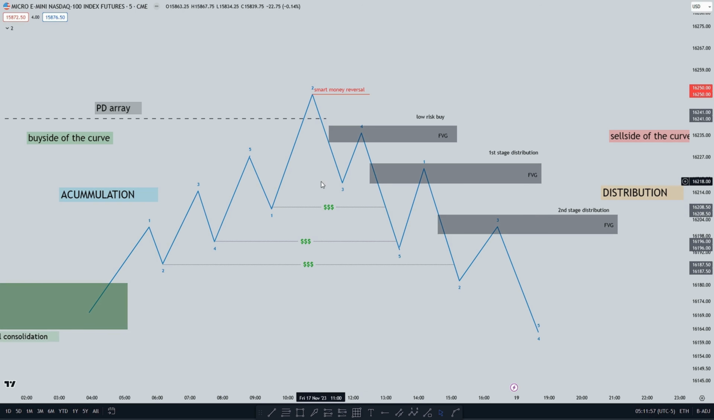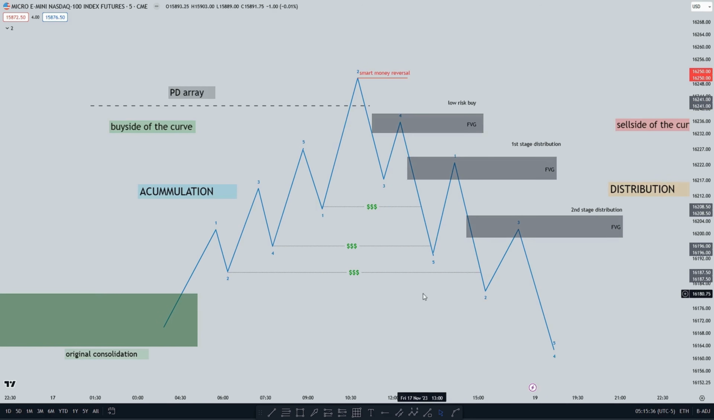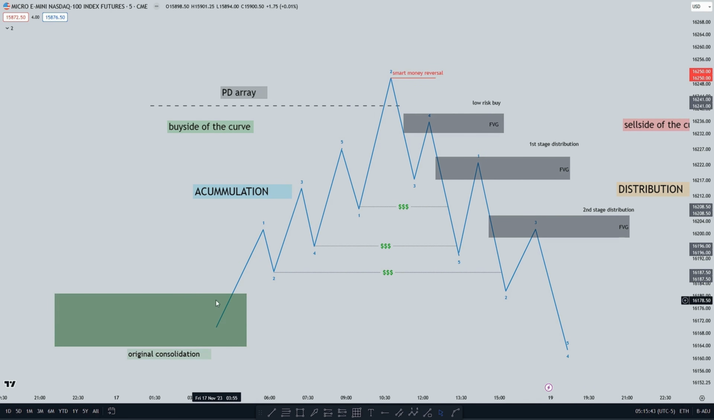Also, something that you want to add to your notes is whenever we make the move down from the smart money reversal, see right here, we always need to be forming a fair value gap. If you don't form a fair value gap, we couldn't be anticipating a market maker sell model. Whenever you take a trade entry off of any of these three areas, you always want to be targeting the original consolidation, because whenever we touch the original consolidation, we could no longer be expecting price to respect these three areas.